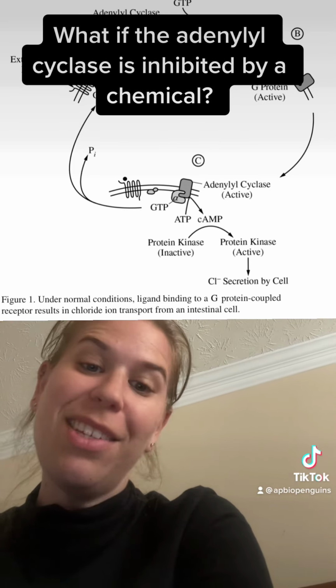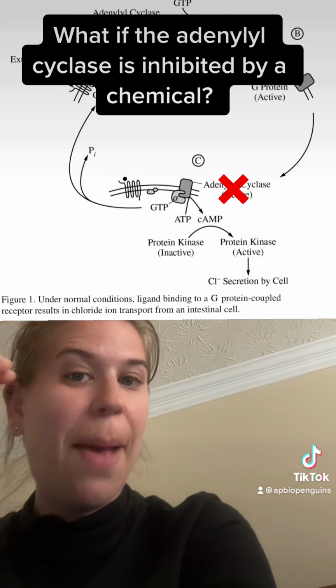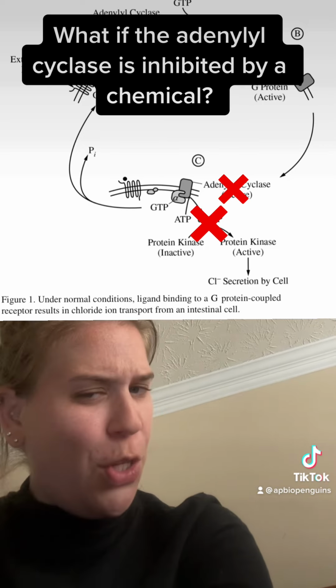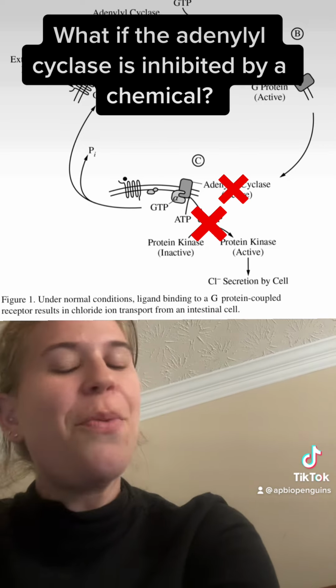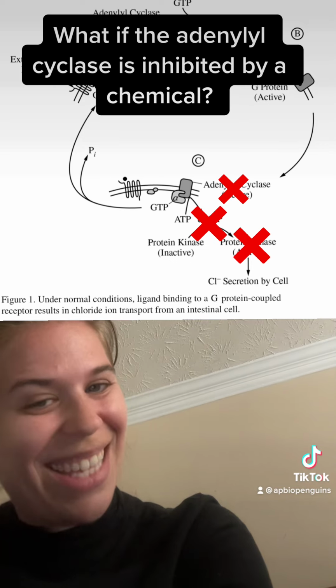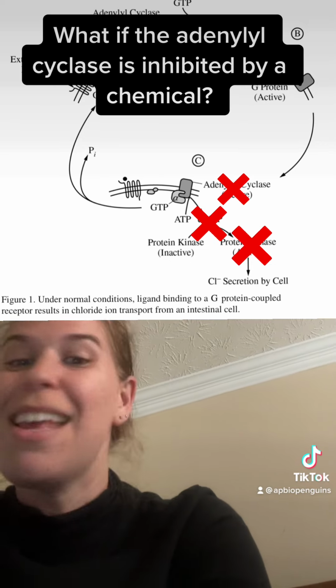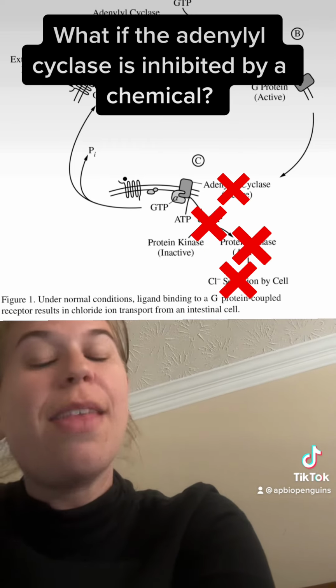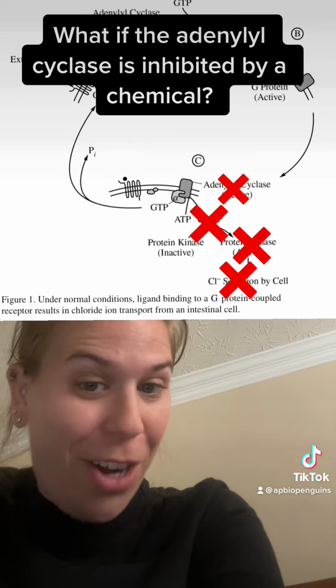So if adenylyl cyclase can't be activated, that means that ATP won't be converted into cyclic AMP. And if we don't have any cyclic AMP, then we're not going to activate the protein kinase. And if we don't activate the protein kinase, then we don't secrete chlorine. And if we don't secrete chlorine, then our cell does not lose its water. As you see, it's going to be more of an application question.